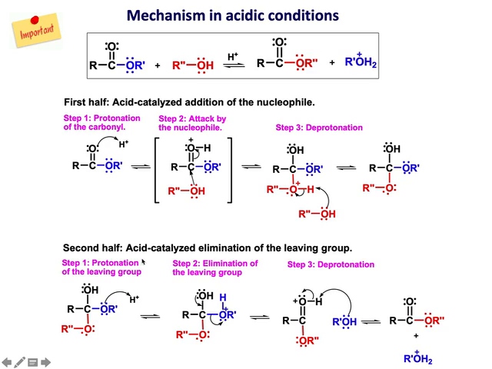Second half, acid-catalyzed elimination. From the product above, protonate the leaving group, because you want it to leave. Step 2, elimination of the leaving group, and the last one is deprotonation. Deprotonate to form the end product, the ester.